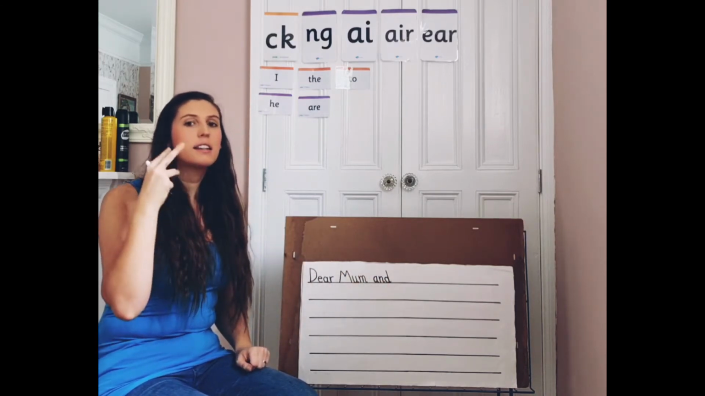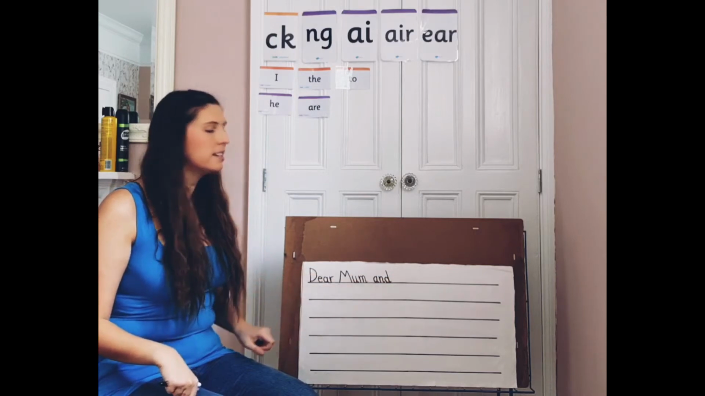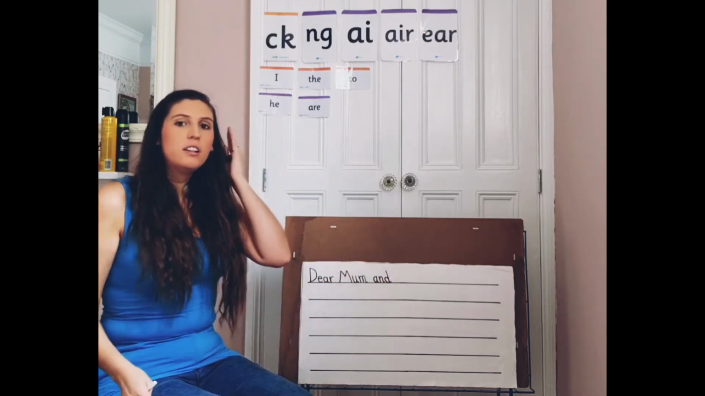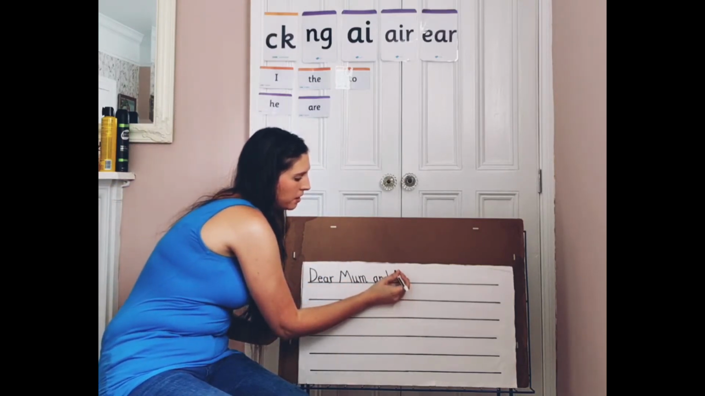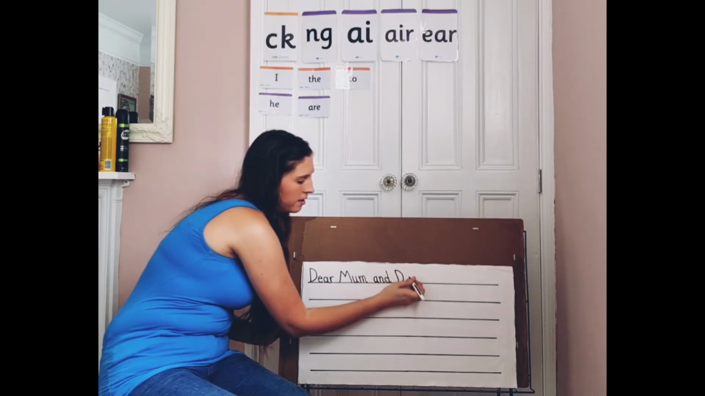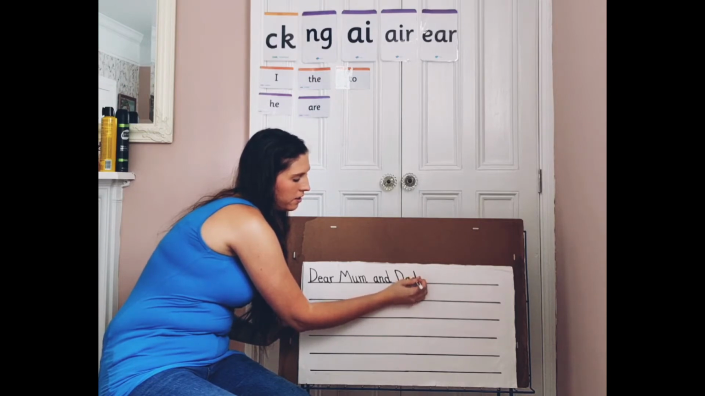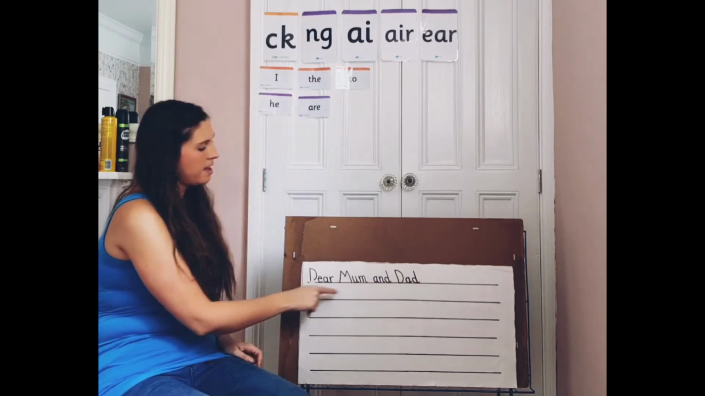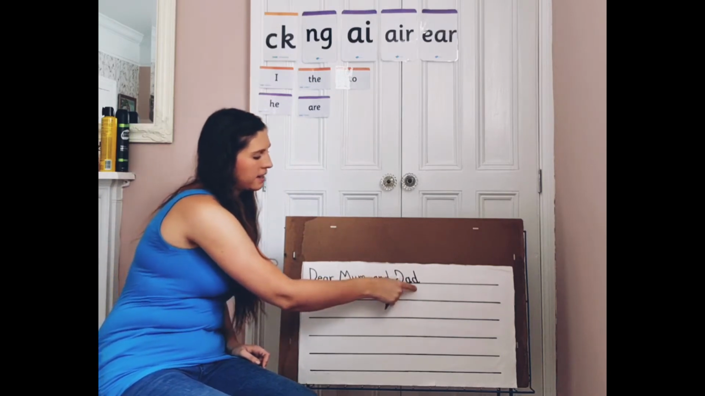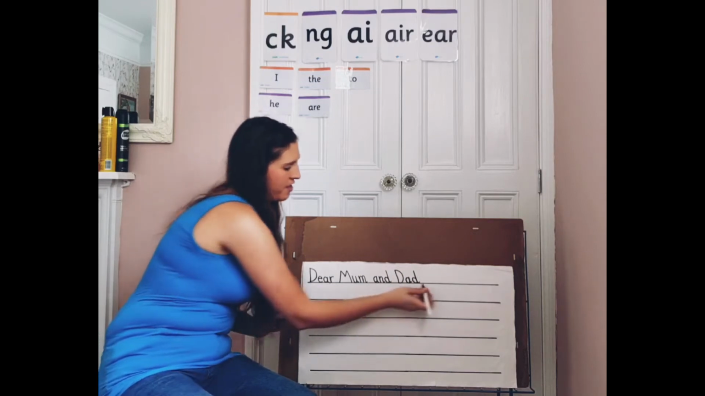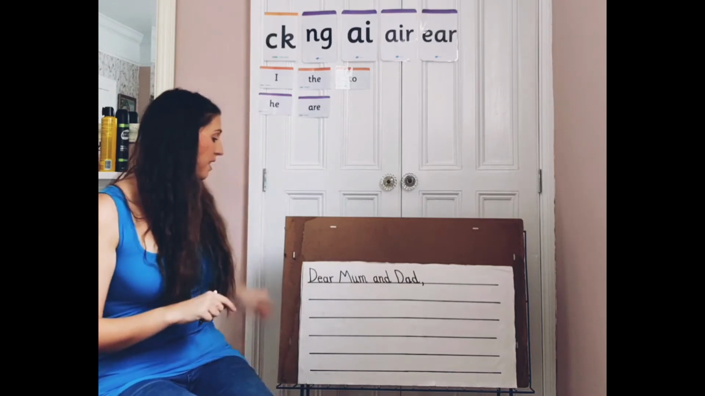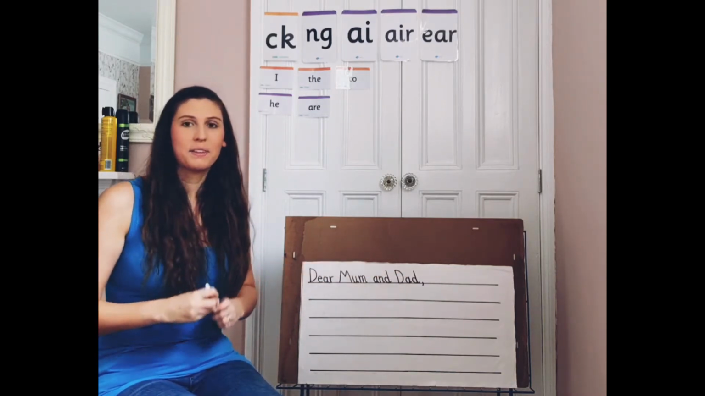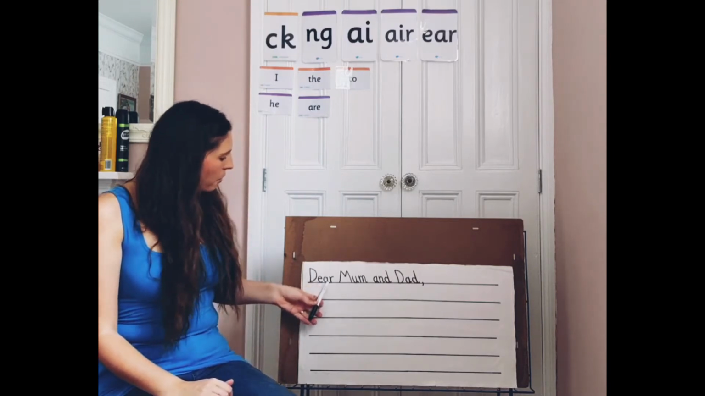Dear Mum and Dad. So the last word in our sentence is Dad. Let's sound out Dad. D, A, D, Dad. So again, a capital D because that's his name, isn't it? D, A, D, Dad. Dear Mum and Dad. Okay, and then right at the end I'm just going to put a little comma because then we're going to carry on with what he's going to say next underneath. Dear Mum and Dad.